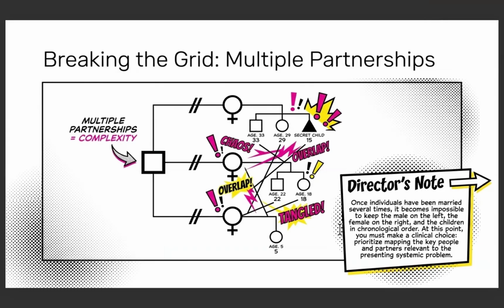Director's note. Once individuals have been married several times, it becomes impossible to keep the male on the left and the female on the right, and the children in chronological order. At this point, you must make a clinical choice. Prioritize mapping the key people and partners relevant to the presenting systemic problem. So there's a lot of overlap, it's complexity. Don't worry about right and left when it gets to a certain point.